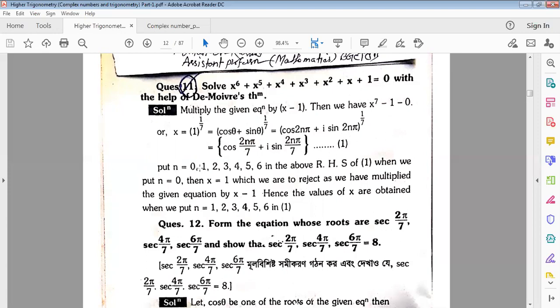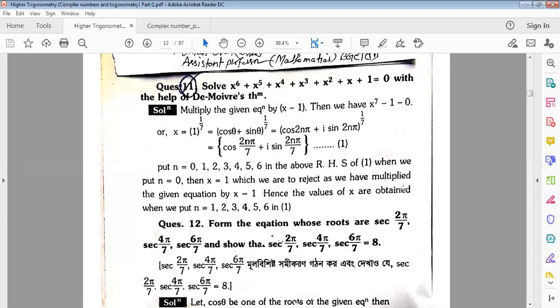Now just putting n equals 0 up to 6, we get 7 roots. How many roots here? 7 roots, because the total power is 7. And we know from earlier, on the right hand side of equation 1, if we put n equals 0, then x equals 1, which has to be rejected as we multiplied the given equation by x − 1. That means x equals 1 will not be accepted.